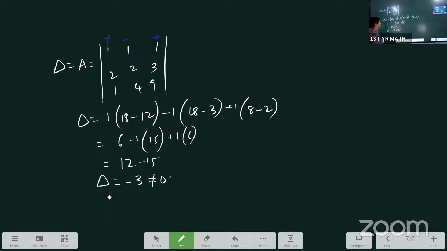So this is your delta, which is the coefficient matrix determinant. Next, I am going to write delta 1. What is this delta 1? Have a look. For delta 1, first replace the first column.